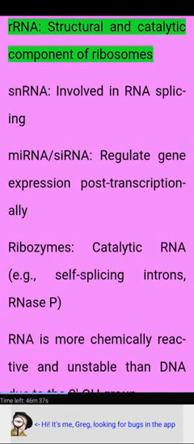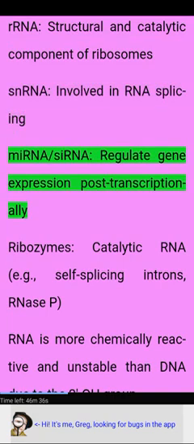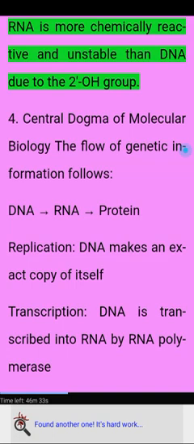rRNA, structural and catalytic component of ribosomes. snRNA, involved in RNA splicing. miRNA, regulate gene expression post-transcriptionally. Ribozymes, catalytic RNA e.g., self-splicing introns, RNase P. RNA is more chemically reactive and unstable than DNA due to the 2' OH group.